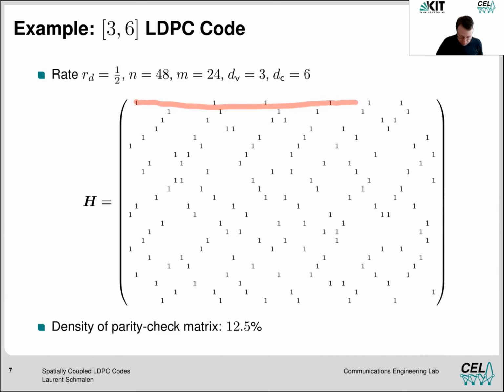We can do the same for the rows. So we can take a look at an arbitrary row, and if I'm able to draw a straight line, then you'll see that there are exactly 6 ones in each row. And the same for any other row, and you can verify this for yourself. This is still a small code with n equals 48. So in practice, we are talking about n in the range of 10,000 to 60,000. And for this code, the density is 12.5%, but it will quickly decrease as n grows larger.